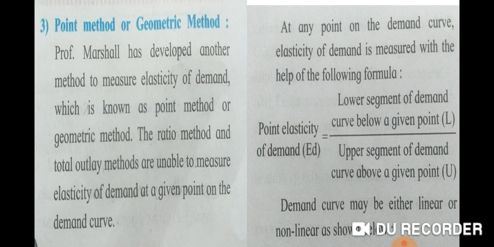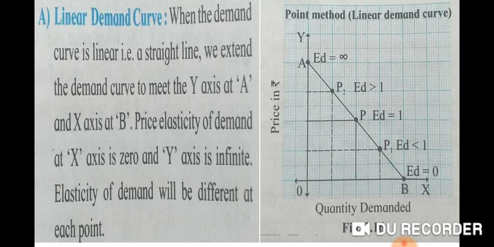At any point on the demand curve, elasticity of demand is measured with the help of the following formula. The formula for point elasticity of demand is equal to the lower segment of the demand curve below a given point, that is L, divided by the upper segment of the demand curve above a given point, that is U. The demand curve may be either linear or non-linear, as shown below. First, the linear demand curve.